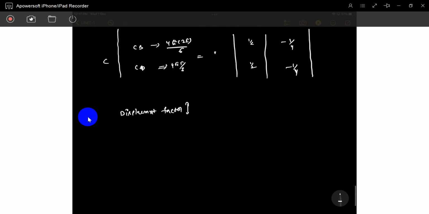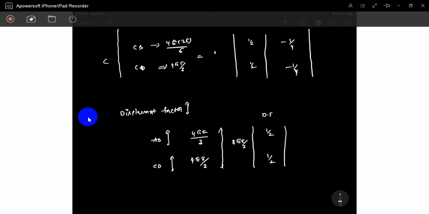So now you can see the displacement factor. How can you write it? For the column AB, what is the stiffness? The stiffness is 4EI by length, which is 3 meters. For the column CD, the stiffness is 4EI by 3. So the total is 8EI by 3. The displacement distribution factor is say 1 by 2, distribution factor.